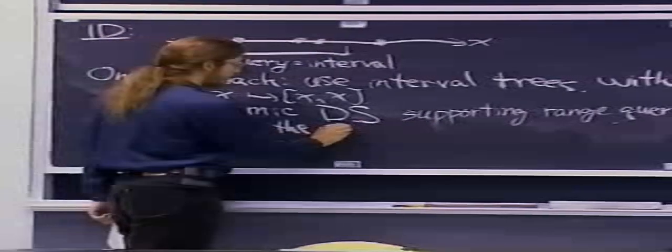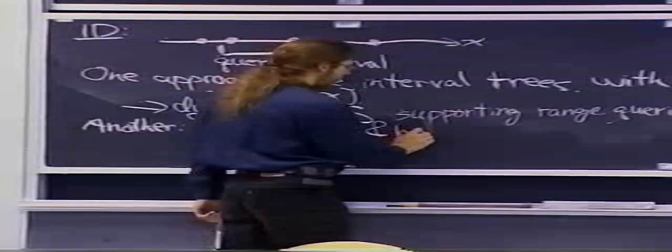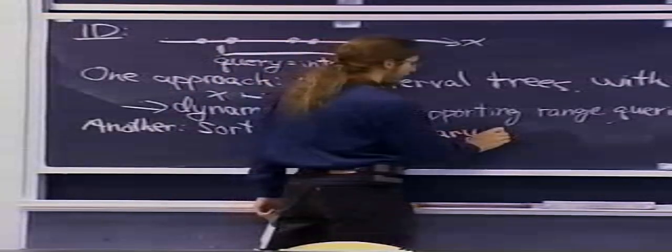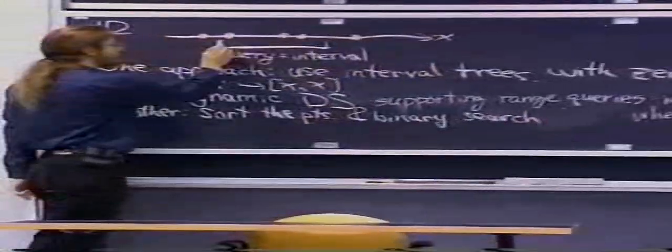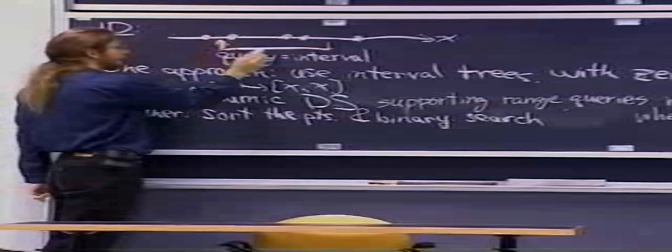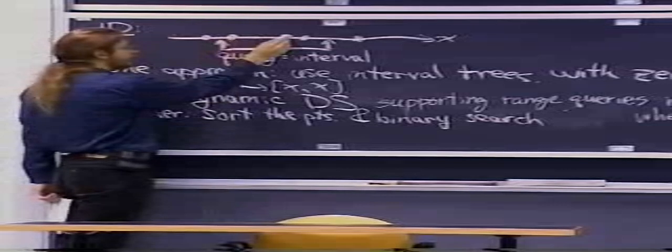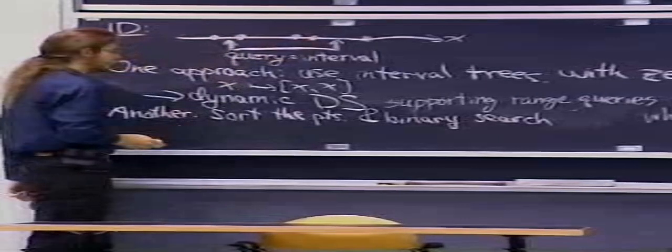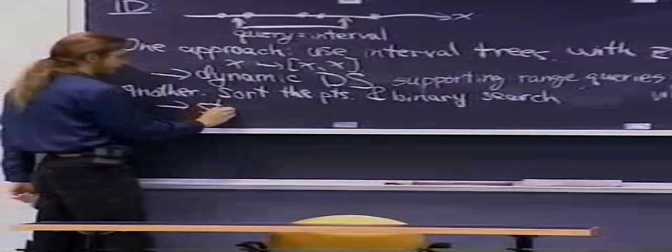There's just one dimension we're worrying about. We can sort them. And if we want to solve this range query, we want all the points between here and here, we can binary search for this point, and we can binary search for this point, and then just take all the points in between. So this is a static data structure.